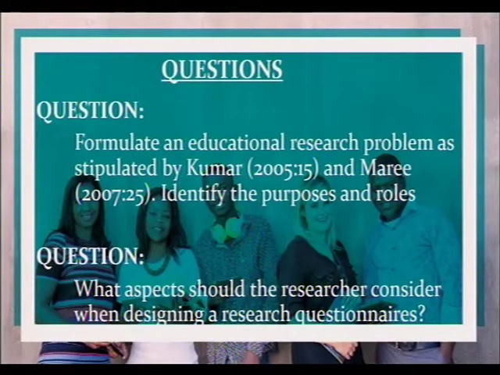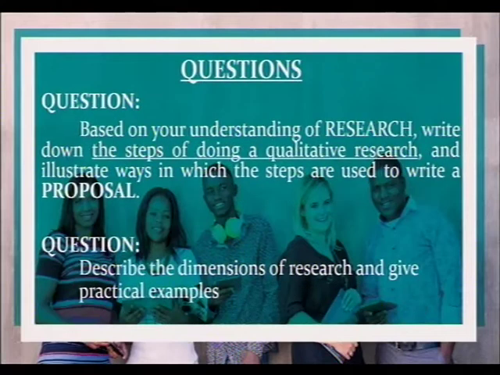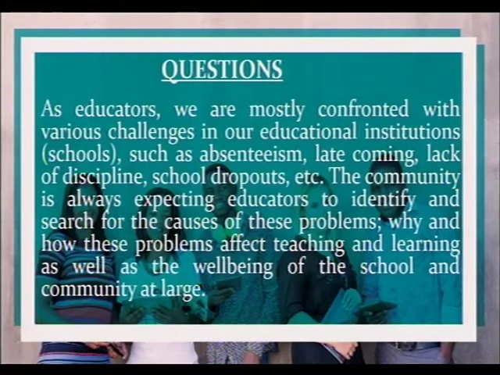I've already indicated from the previous slide some of the problems that might come, but at the school where you are, there might not be a problem of absenteeism, there might not be a problem of dropout, there might not be a problem of late coming or lack of discipline. There might be another problem. Now you have to identify that problem and formulate that problem, which means you just come up with the research topics, and then you identify the purposes and the roles of educational research now.